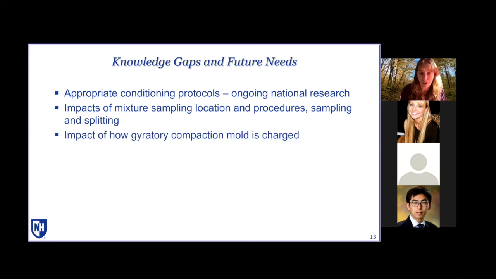Actually charging gyratory compaction molds, there are various procedures that are used to do this. And the question is, does that impact what properties are measured or not? Consistently achieving air void targets, I talked about that a second ago.